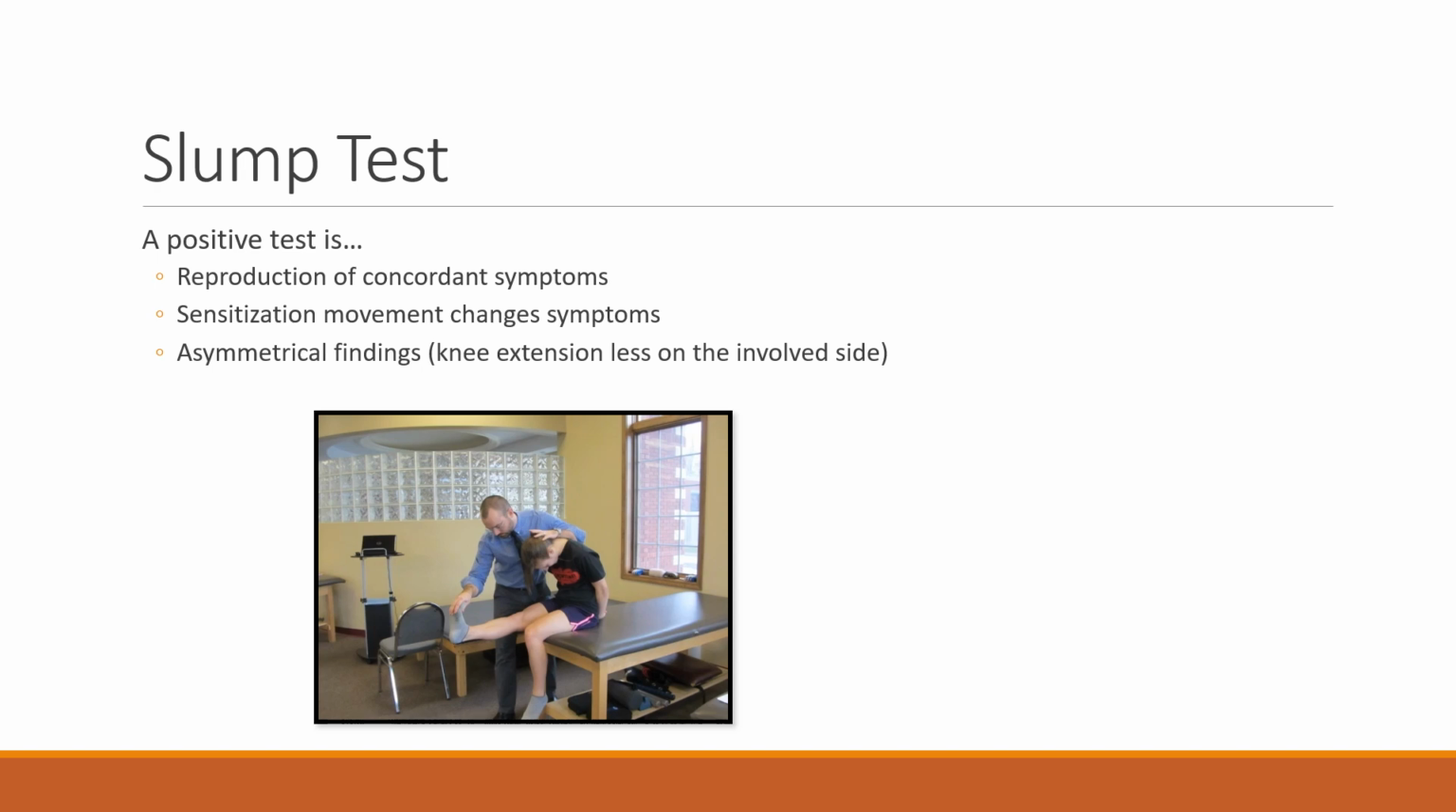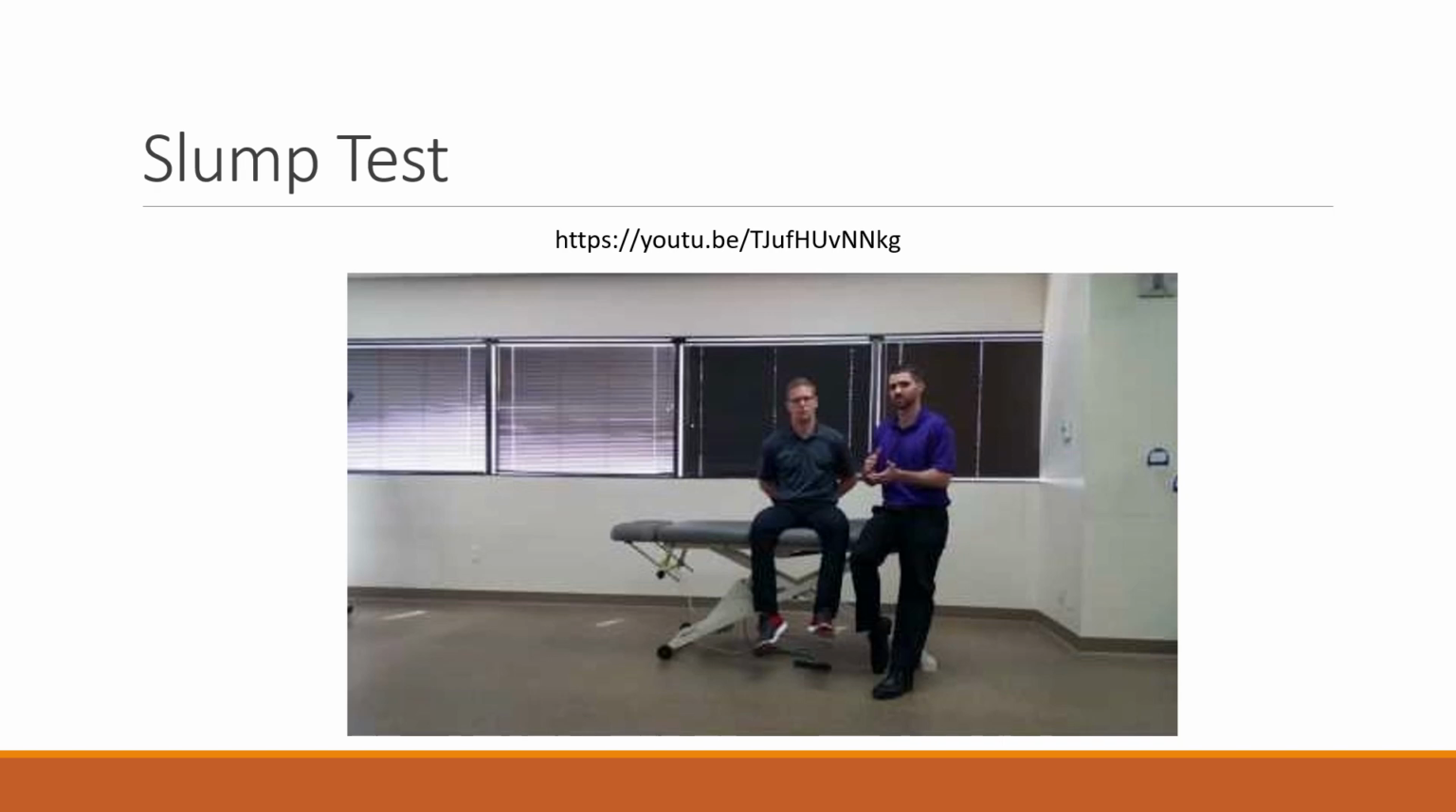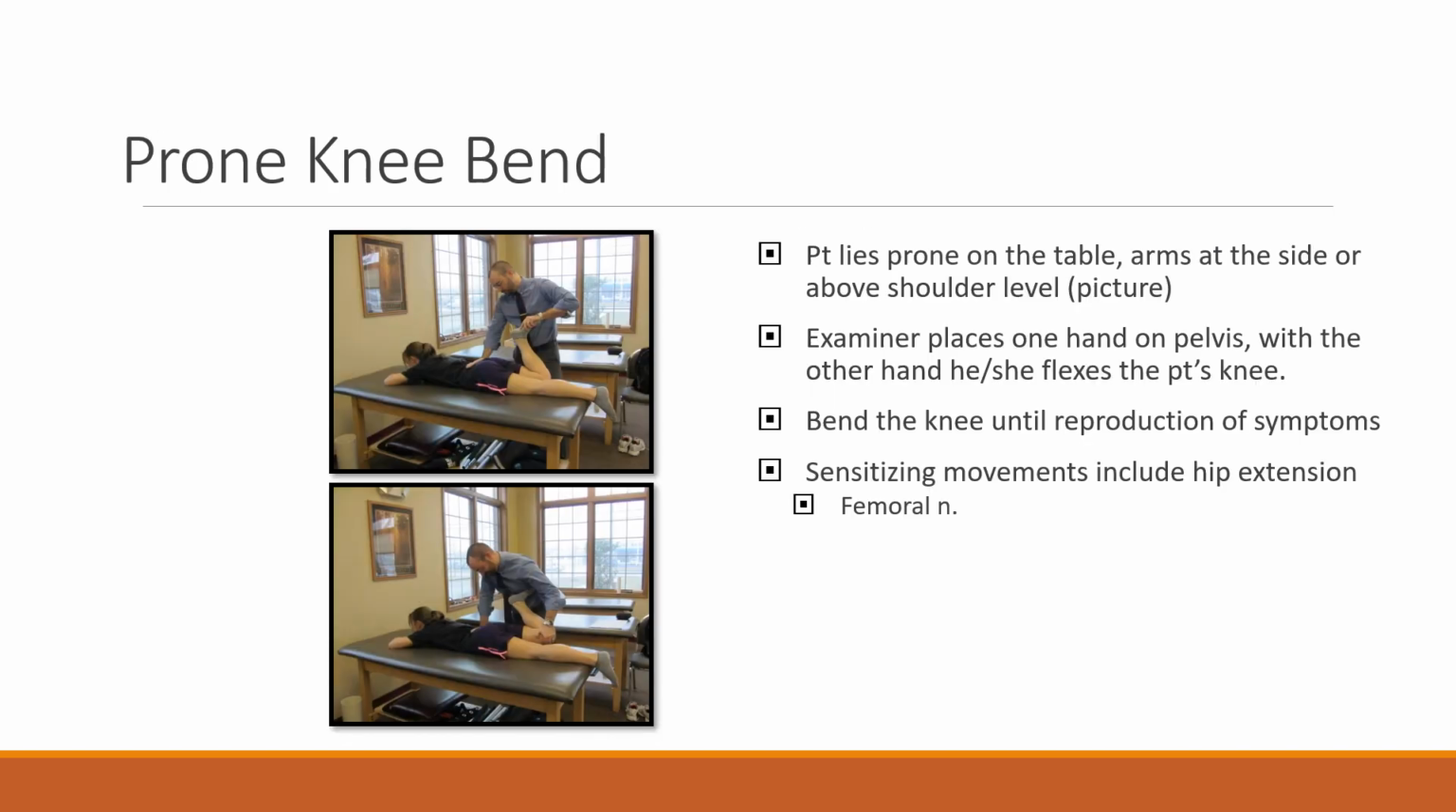A slump test will be positive if we reproduce the patient's primary symptom complaint or concordant sign. If a sensitizing maneuver changes the patient's symptoms, such as cervical flexion, and we bring the patient back into cervical extension, or asymmetrical findings, meaning we see less knee extension on one side versus the other. Take a moment to review this video on the slump test.